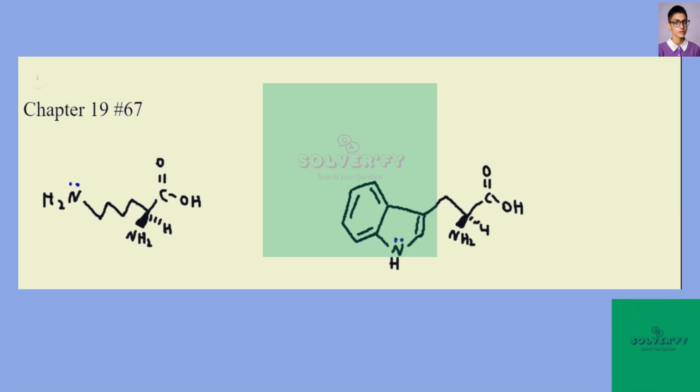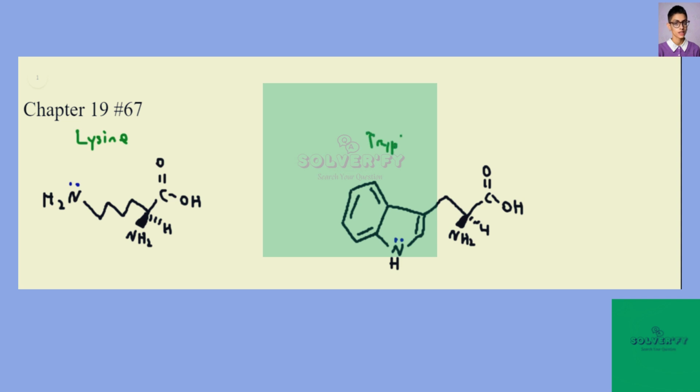This is the answer to Chapter 19, problem number 67 from the Smith Organic Chemistry textbook. This problem says lysine and tryptophan are two amino acids that contain an additional nitrogen atom in their side chains. Lysine is classified as basic. Tryptophan is not basic. And so we are asked to explain why this difference in classification occurs.